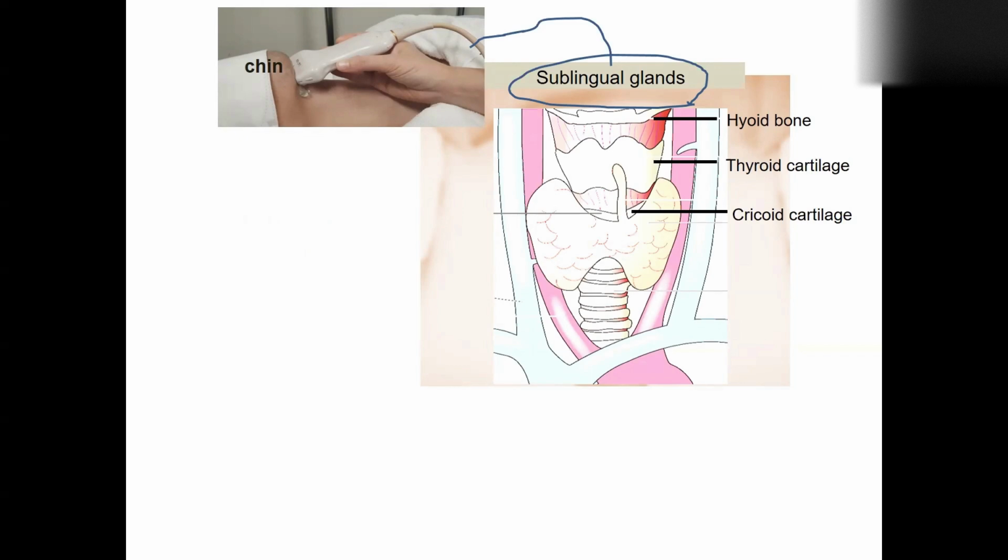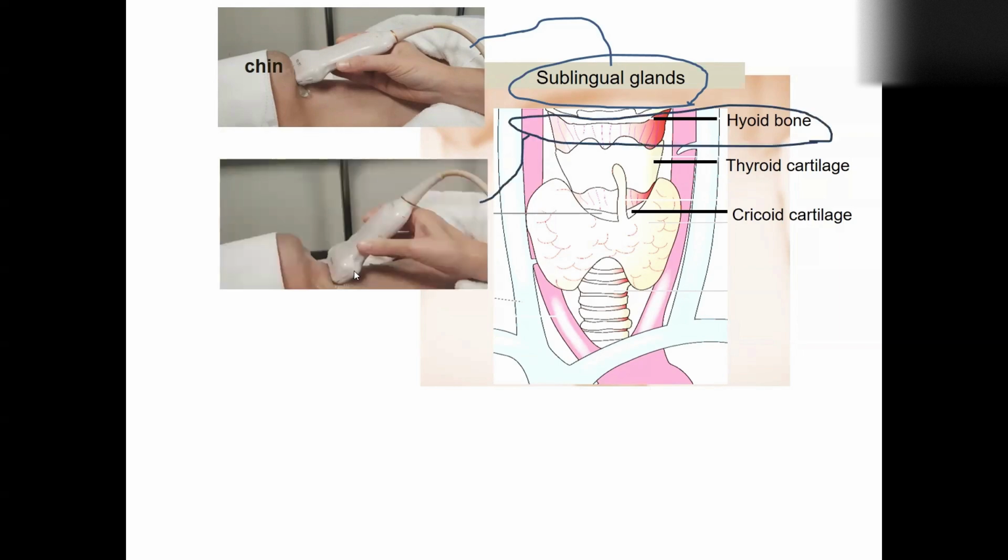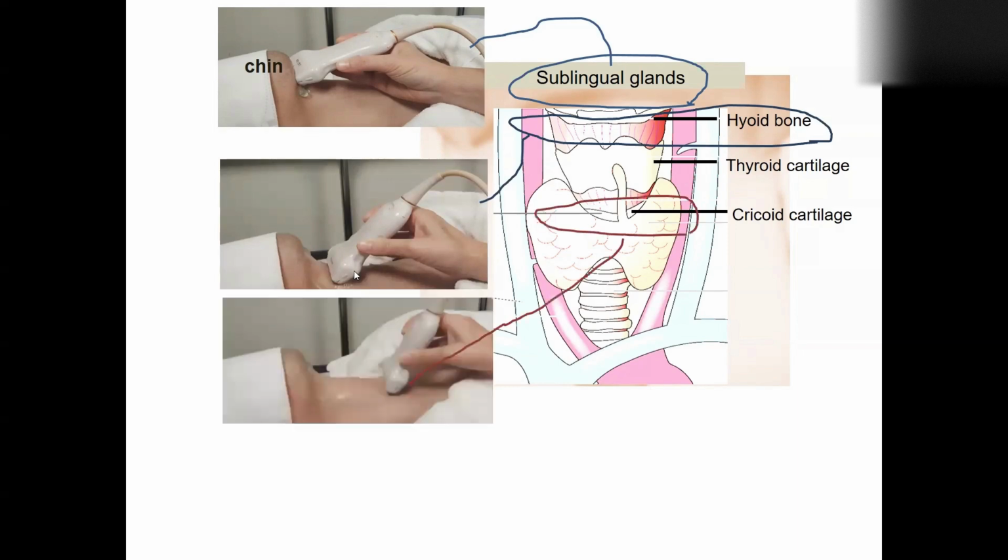To find a sublingual gland on US, the probe should be directed upward just below the chin. This is where you can see the hyoid bone. And here you can find the cricoid cartilage.